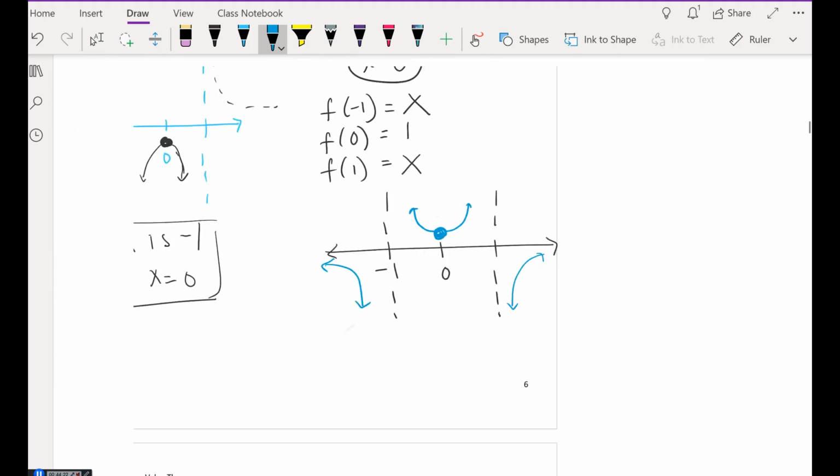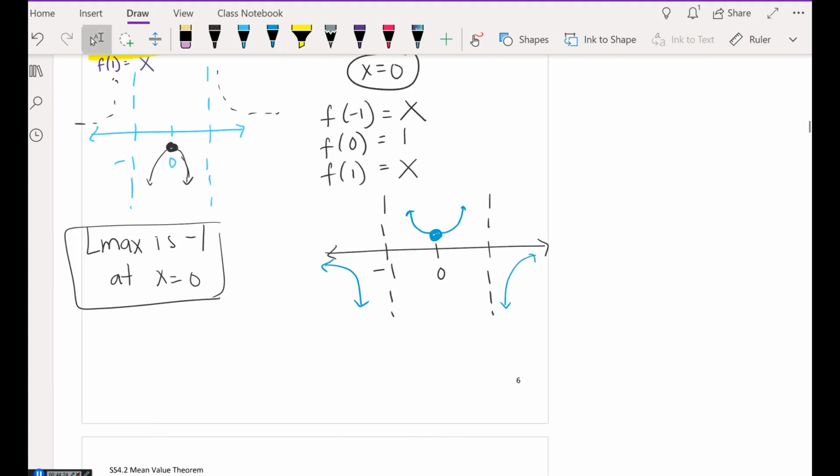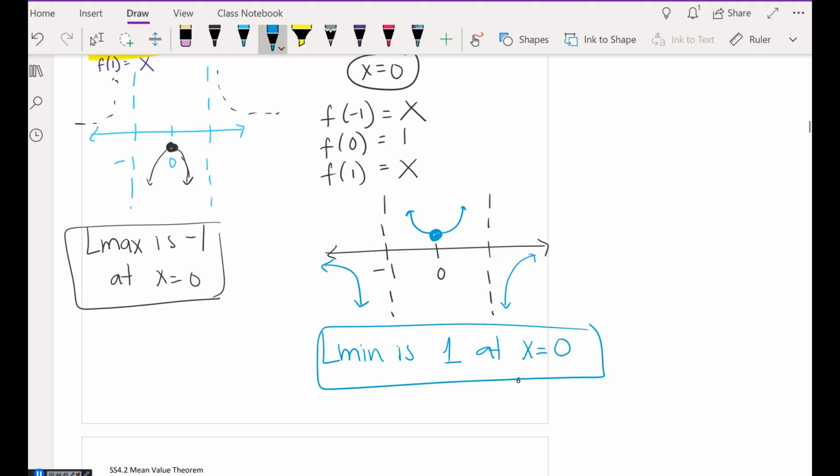Okay. Remember, the whole thing is, do you know if it's higher or lower than your critical point? So is that a local min, local max? Local min is 1 at x equals 0. That concludes our day.